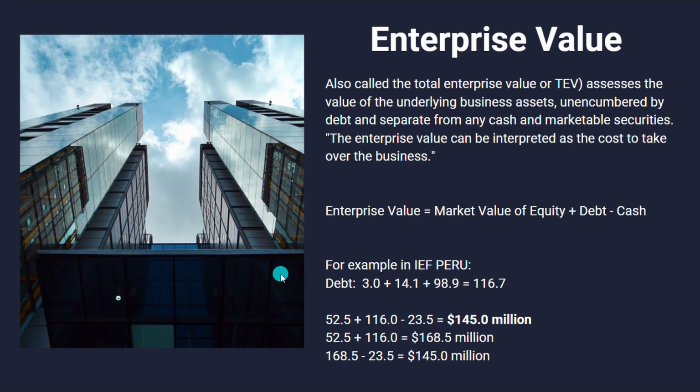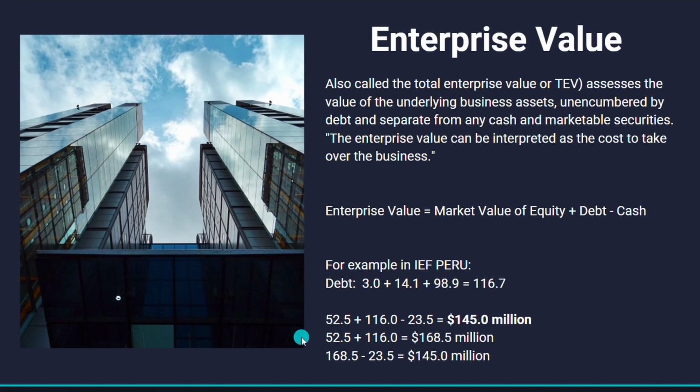That is, it would cost 52.5 plus 116, equal to $168.5 million, to buy all of EF Peru's equity and pay off its debts. But because we will acquire EF Peru's $23.5 million in cash, the net cost of the business is only $145.0 million.